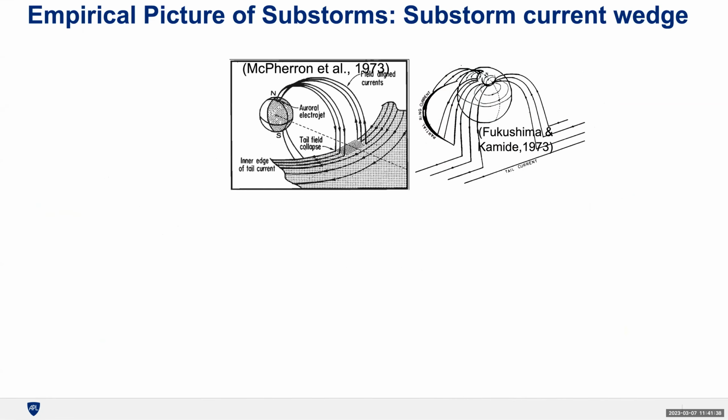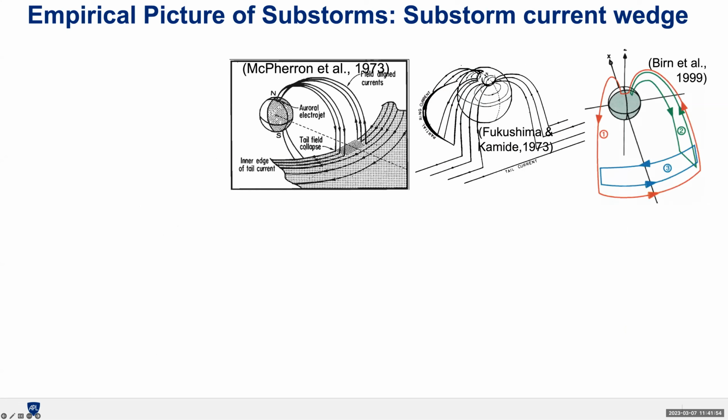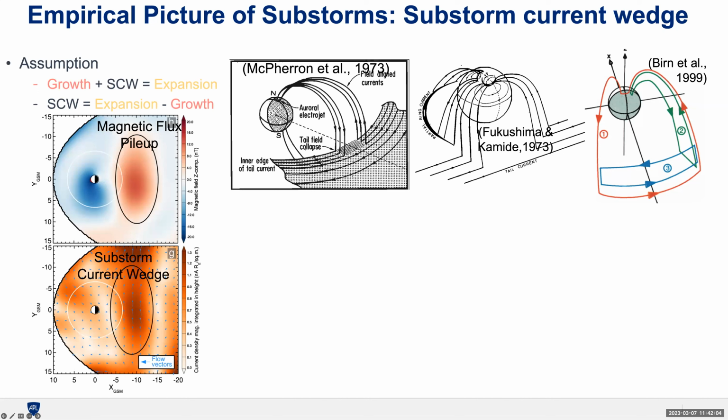Another cool thing about this is we can also resolve the substorm current wedge. So from their world data, McPherron and Fukushima derived these kind of cartoon pictures of the substorm current wedge. This would later be modified using MHD models, and Joachim Birn had a series of papers describing the substorm current wedge using MHD models. Well, we can now resolve it using our empirical approach.